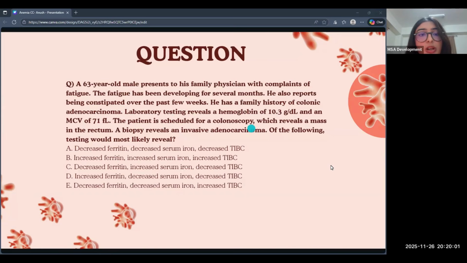The patient is scheduled for a colonoscopy. He has a mass, which is later found to be invasive adenocarcinoma. So now we know this is iron deficiency anemia. What will the lab testing show? It's going to show decreased ferritin, because ferritin is a storage form. Then it will show decreased serum iron and increased TIBC, total iron binding capacity, which is the same as transferrin.